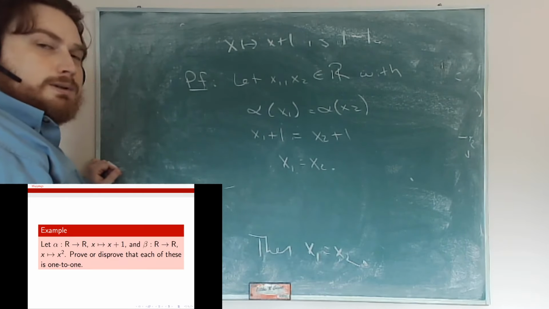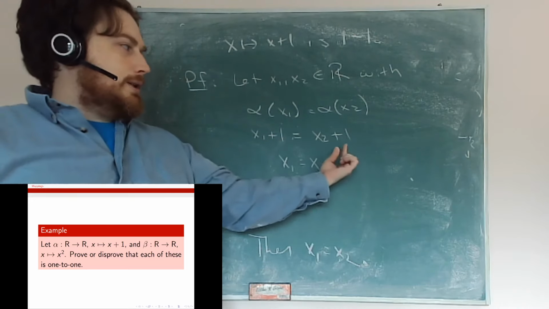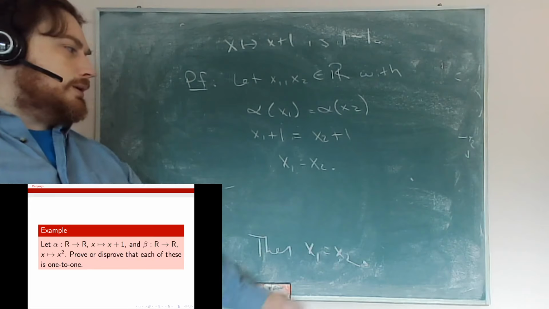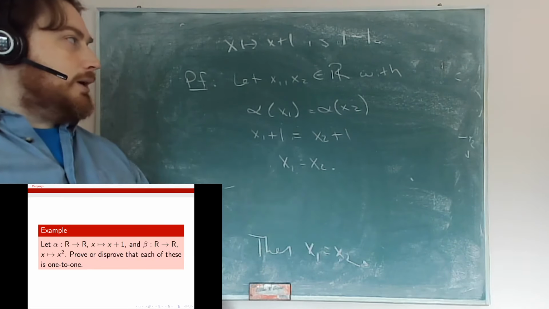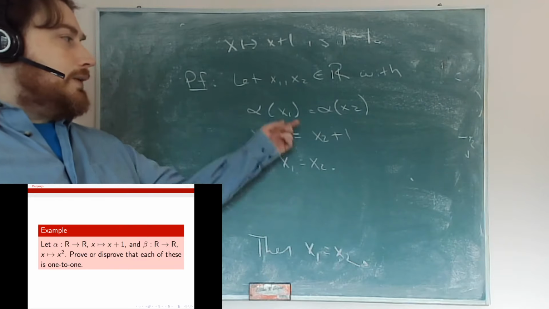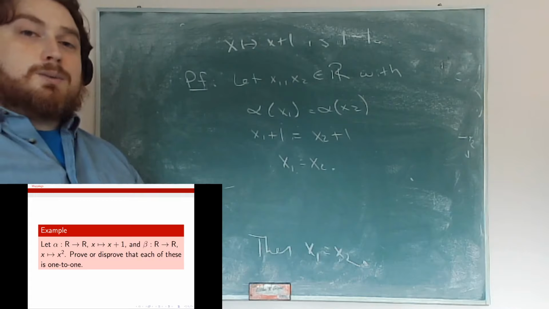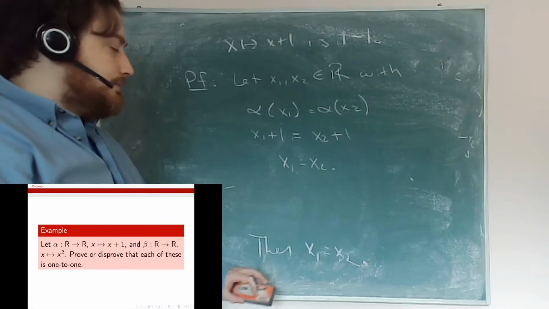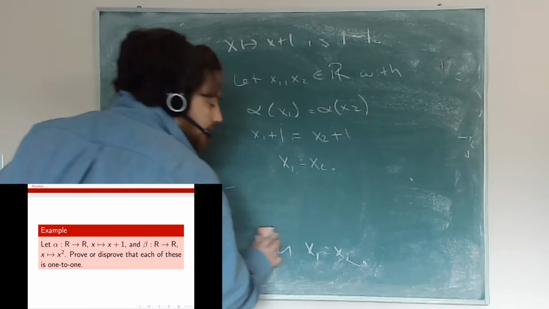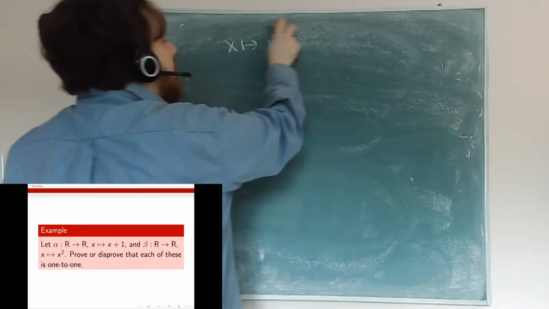And so really this wasn't that bad of a proof. We just had to say assume that these are equal. Well, that means x1 plus 1 is equal to x2 plus 1. I subtract 1. That shows that I had to start at the same point. Therefore, if the images are the same, the original point had to be the same. So this is indeed a one-to-one mapping. All right.